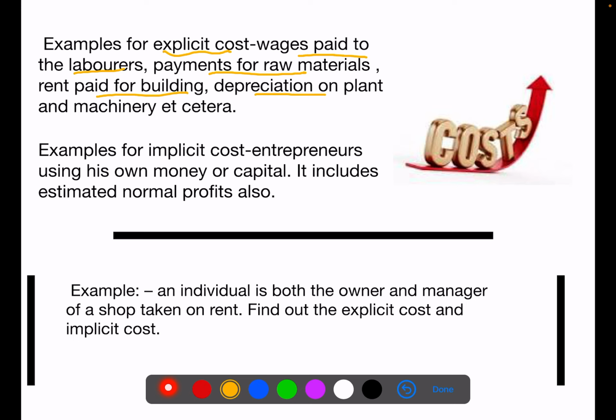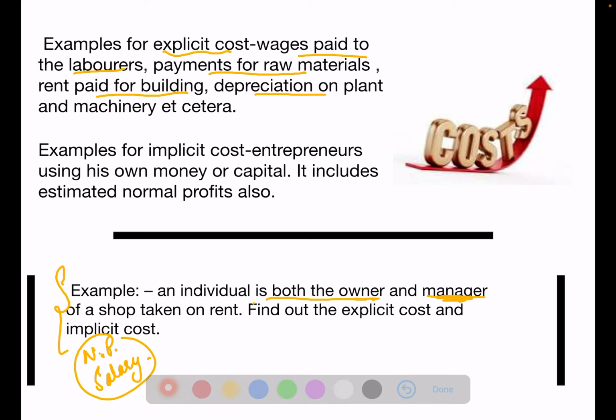Okay, now here is one example. Basically it is a question, so you have to find out the explicit and implicit cost. An individual is both the owner and the manager of a shop taken on rent. Find out the explicit cost and implicit cost. Now the individual is both the owner and manager. First, implicit cost we have to find. Implicit means cost of self-supplied factor. The question is saying he is the owner, so the profit which the owner is earning comes under implicit cost. He is working as a manager, so the salary of a manager will also come under implicit cost. So normal profit and the salary of manager will come under implicit cost.